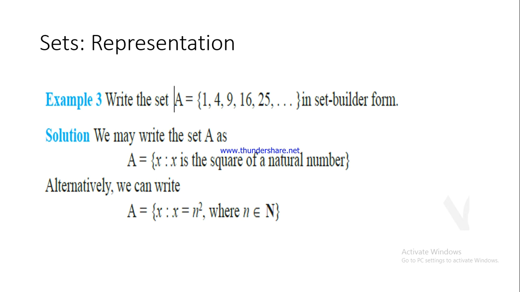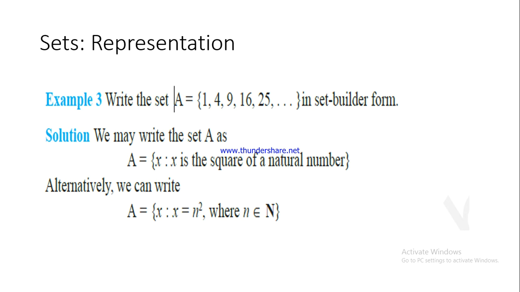For example, the first natural number is 1, the second one is 2, 3, 4, 5, and so on, and these are all squares. Square of 1 is 1, square of 2 is 4, square of 3 is 9, square of 4 is 16, and so on. So how do we write this in the set builder form? We can write it in this particular fashion: A is equal to {x such that x is the square of a natural number}. And alternatively, you can also write A is equal to {x such that x is equal to n square, where n belongs to capital N}.